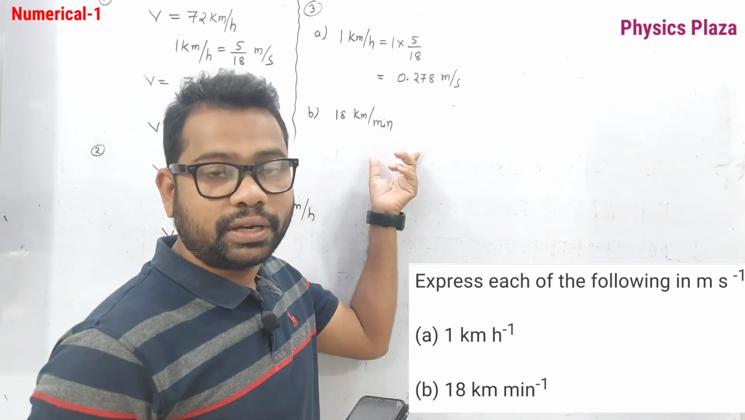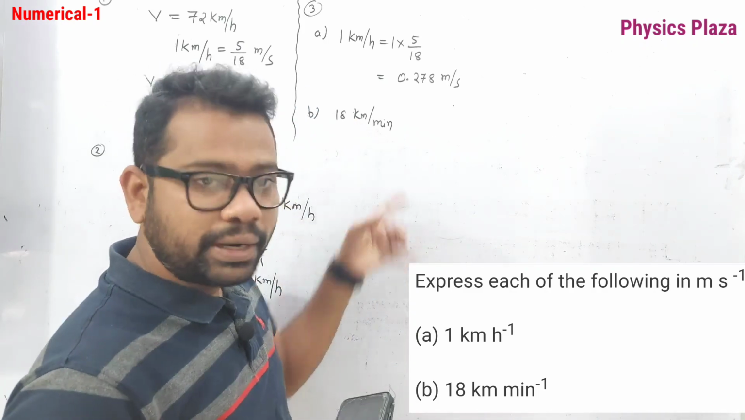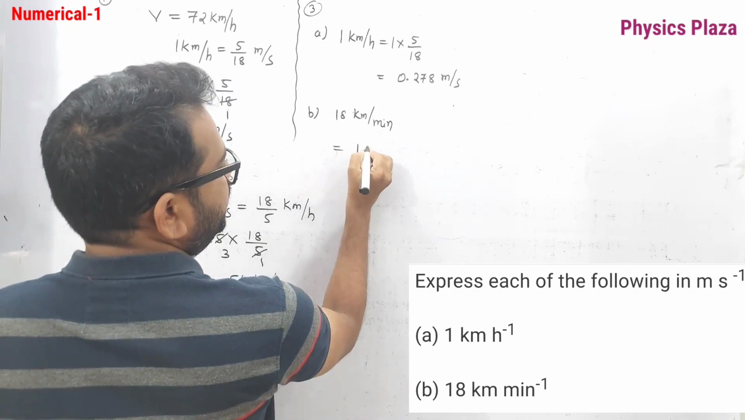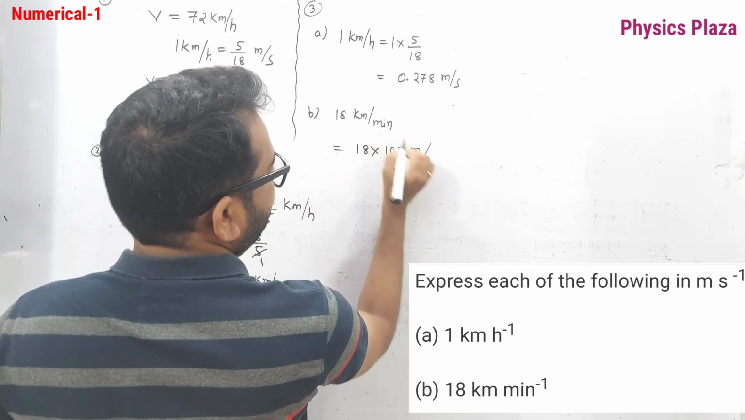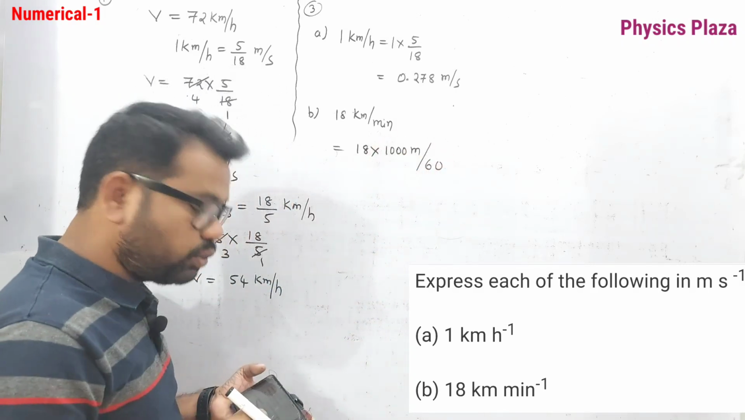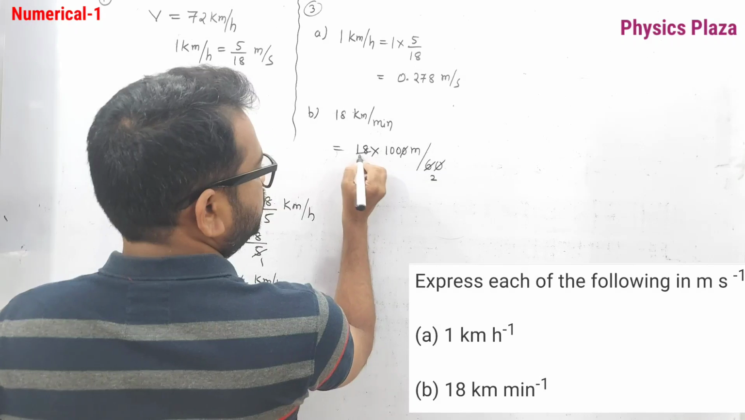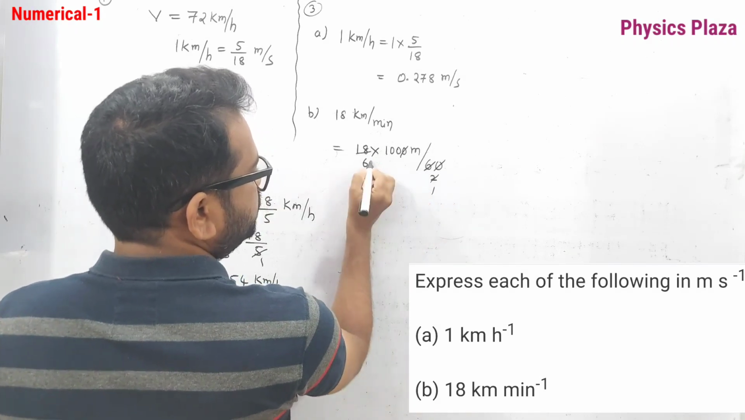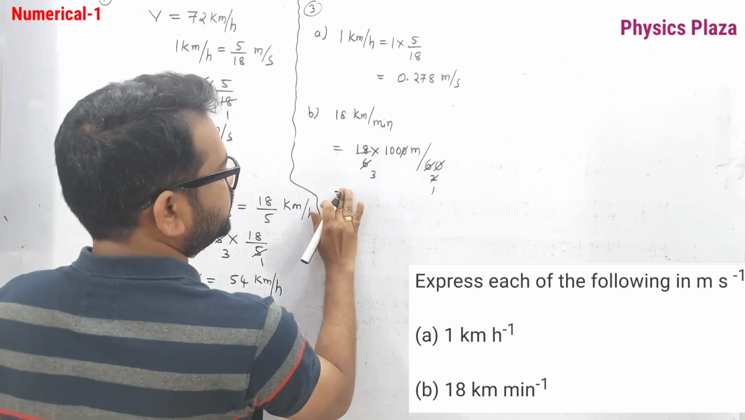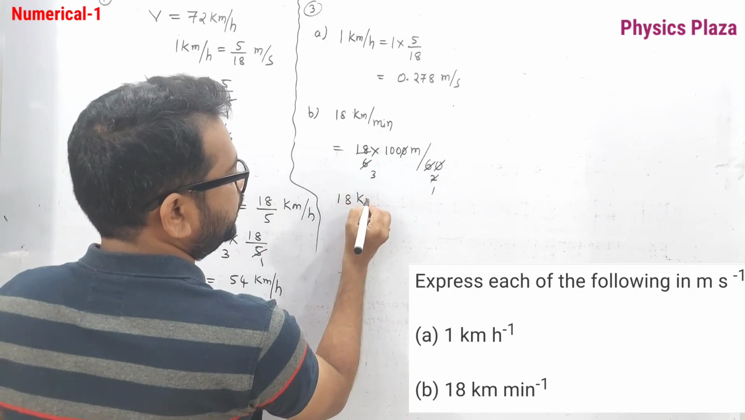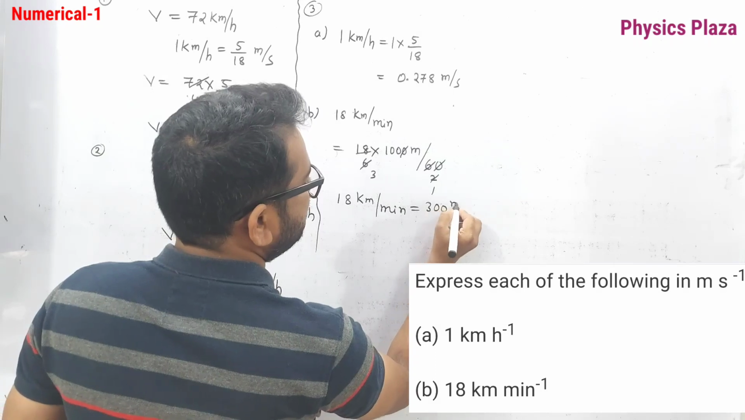We cannot use the direct formula here, the value 1 kilometer per hour equals 5 by 18 meter per second. Why? Because it is given in kilometer per minute. So the simple way is like this: 18 into 1 kilometer is equal to 1000 meters, children, and 1 minute is equal to 60 seconds. Now the zeros cancel. 3 twos are 6, 2 ones are 2, 2 threes are 6. So it is 3 into 100, which is how much? 300. So 18 kilometer per minute is equal to 300 meter per second.